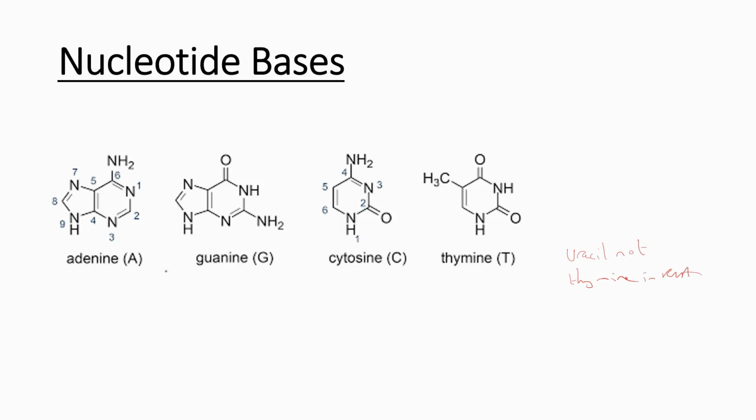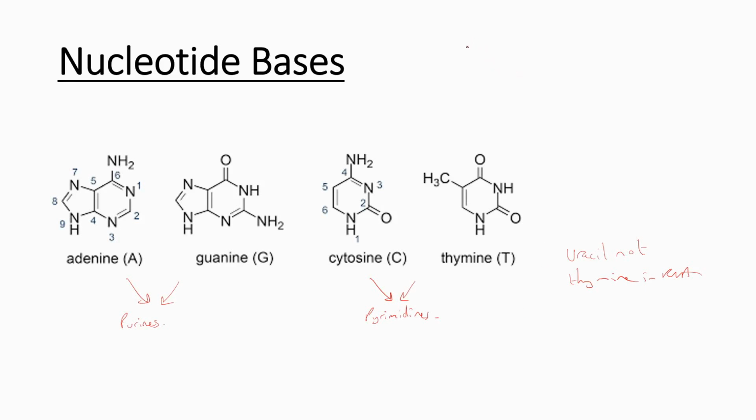Now, adenine and guanine, you can see, are made up of two rings. So in adenine, we have this ring here, and then another ring, and same for guanine. And this makes these nucleotides purines. Cytosine and thymine have a single ring each. These are pyrimidines. Uracil is also a pyrimidine.